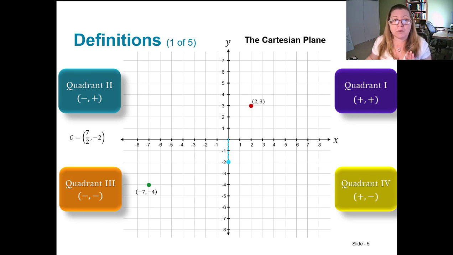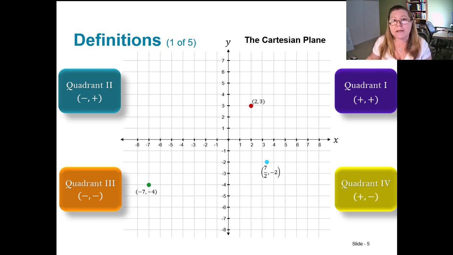And now I'm going to move 7/2 to the right because it is positive. Now 7/2 is another way of saying 3.5. So I'm going to go 3.5 to the right, and my point is now at 7/2, -2. So this is how we plot points. Just remember the x value is always listed first, and then the y value.